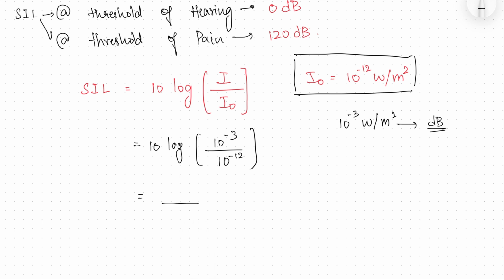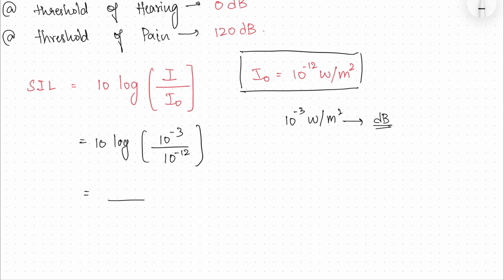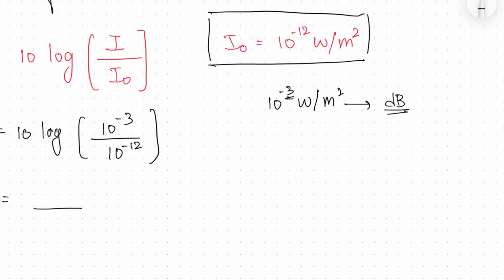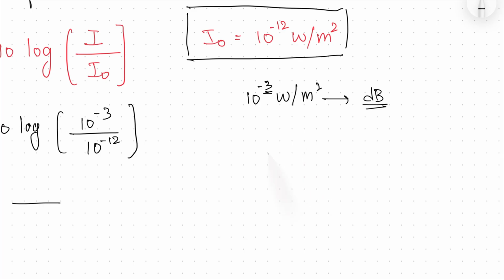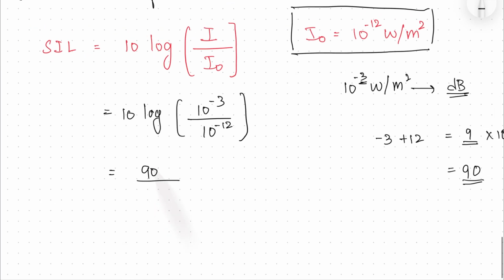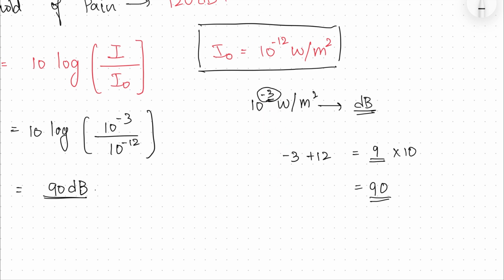But there's a trick to do this. You can put this in your scientific calculator in the exam and find your value, but the trick is you take this 3 and add it with 12. So minus 3 plus 12 gives you 9. With this number, you multiply by 10 and it gives you 90. So this answer is 90 decibels. You take the power, add 12 to it, multiply whatever you get by 10, and that is your decibel value.